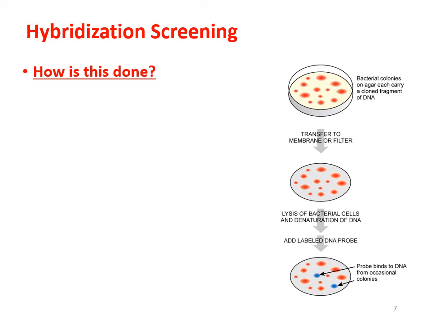So please remember that for hybridization screening, the key here is you take all of the bacteria of the library, you transfer it onto a membrane or filter, you break open those bacteria so it's just the DNA that you denature to make single-stranded, and then you target it with highly specific single-stranded probes that you can then detect. And those single-stranded probes will only bind to the target gene that you're looking for in that big library.